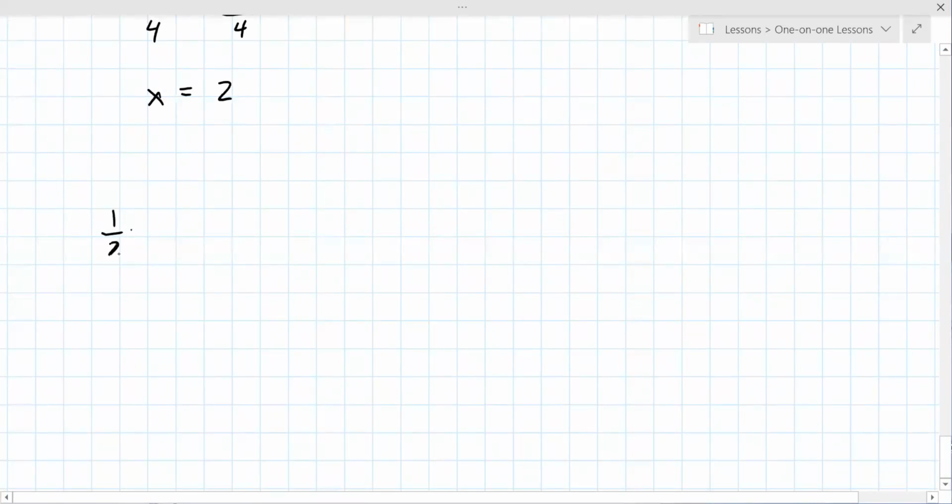Now we're going to increase the difficulty a little bit. Actually, let me do it this way: x over 2 minus 3 equals 6. So go ahead and solve that.